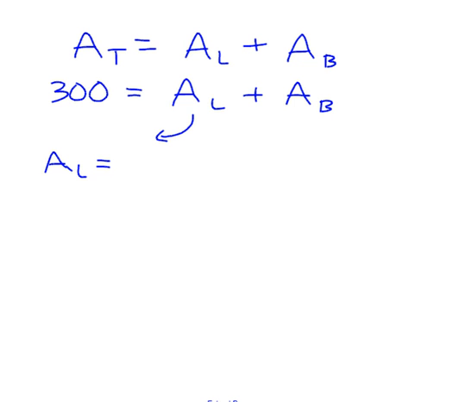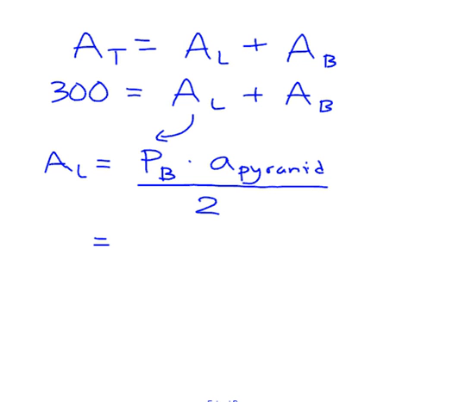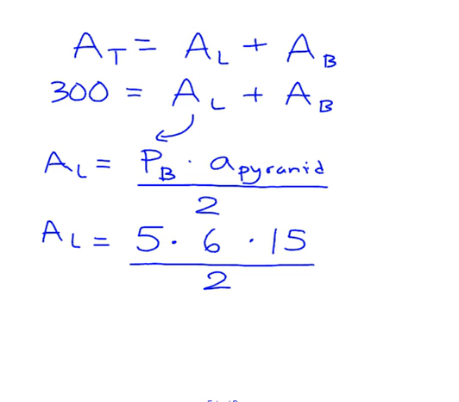So remember, it's a hexagon. So we have to do the perimeter of the base times the apothem of the pyramid, and we divide that by 2. So the perimeter of the base, if you remember, well, you probably have your shape next to you. It's the side of the base, which is 5 times 6 sides, times the apothem of the pyramid, and we divide that by 2. So plug all of this in your calculator, and you should get 225 centimeters squared.